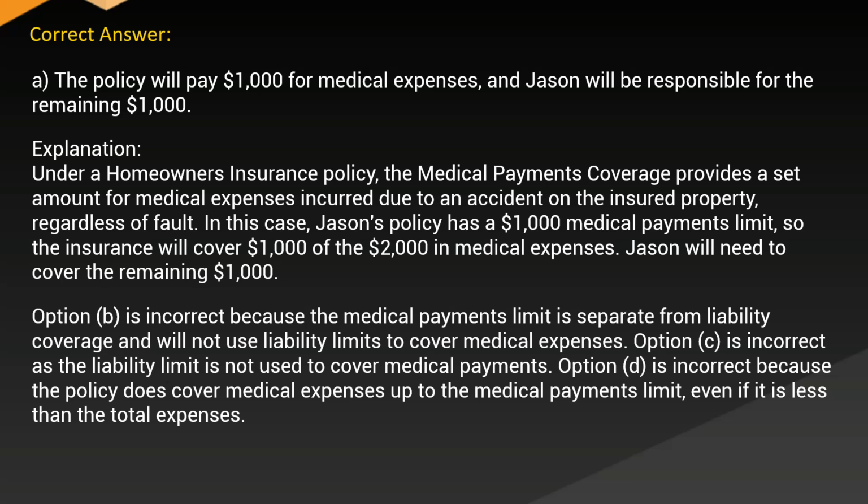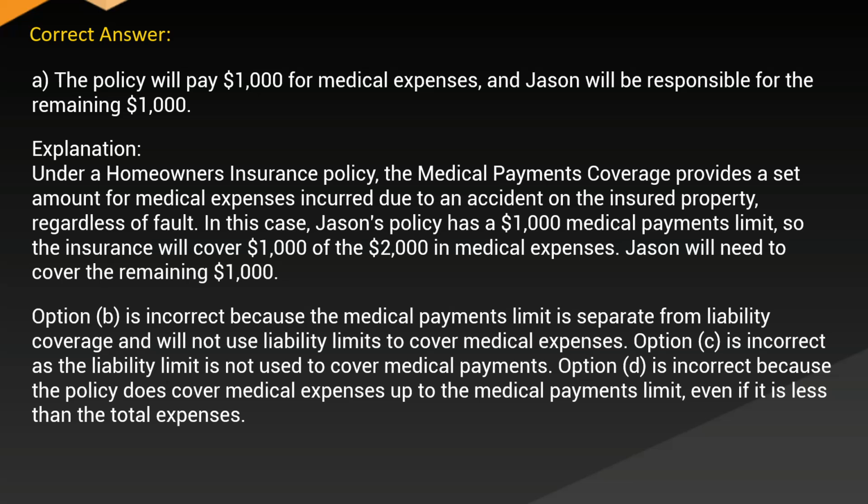Correct answer A. The policy will pay $1,000 for medical expenses and Jason will be responsible for the remaining $1,000. Explanation: under a homeowner's insurance policy, the medical payments coverage provides a set amount for medical expenses incurred due to an accident on the insured property, regardless of fault. In this case, Jason's policy has a $1,000 medical payments limit, so the insurance will cover $1,000 of the $2,000 in medical expenses. Jason will need to cover the remaining $1,000.